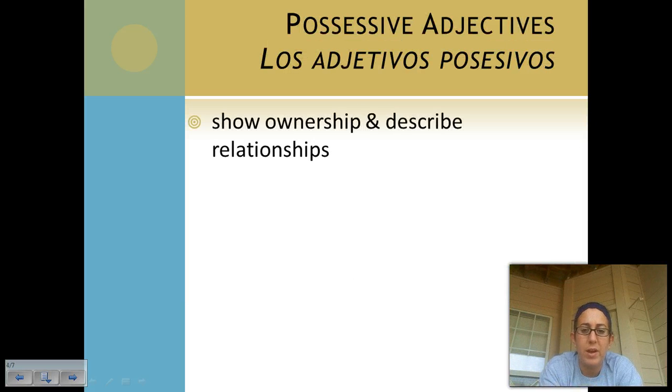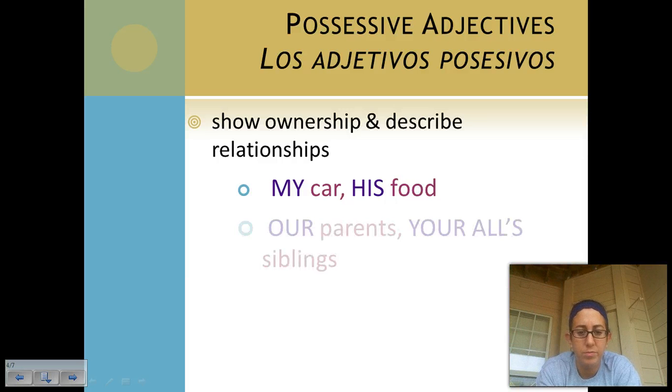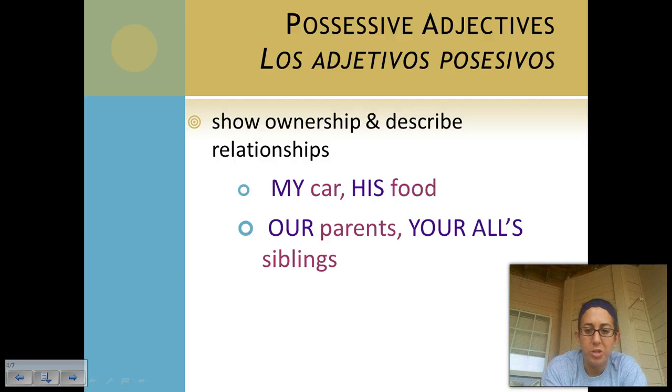These possessive adjectives show ownership and describe relationships. They show ownership, my house, or describe relationship, my friends. So my car, his food would be examples of possessive adjectives in English. Our parents, you all's siblings, or your siblings in English is how we would say that.